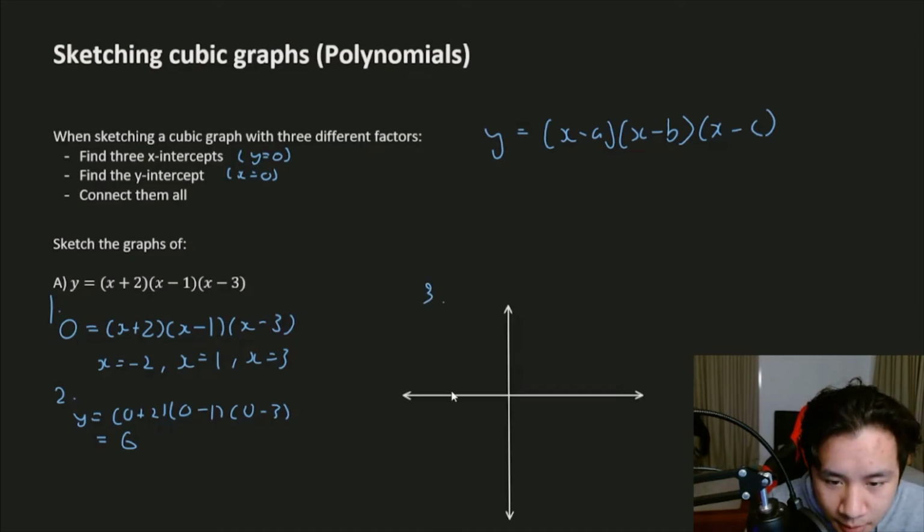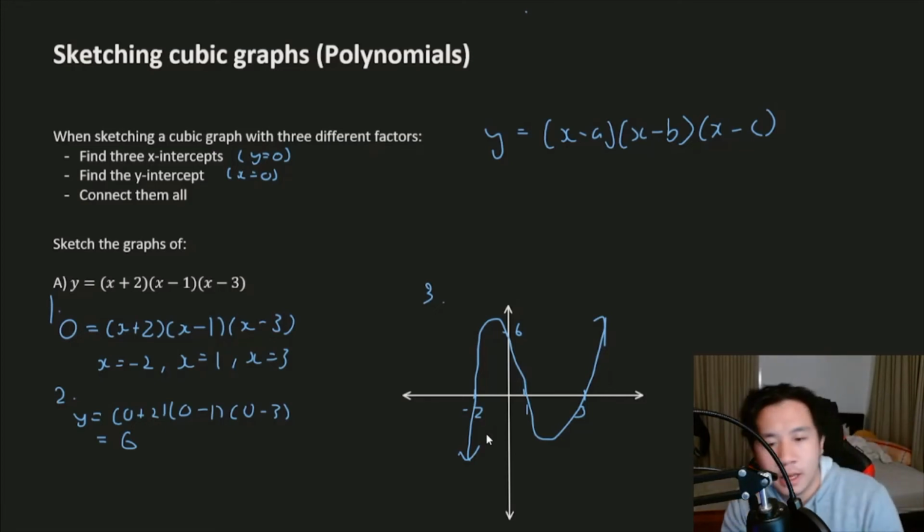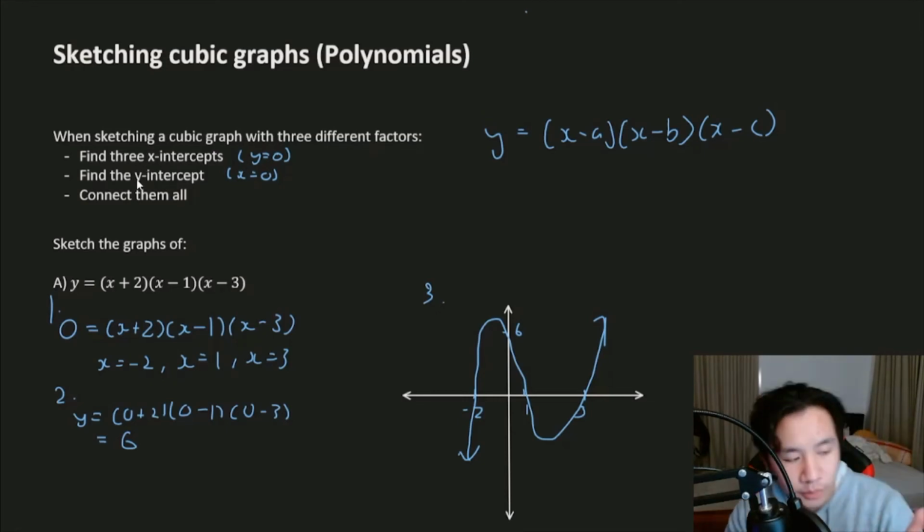The x-intercepts are at minus 2, so maybe here. 1, so maybe here. And 3, maybe here. And the y-intercept is at 6, so maybe here. What this will look like is this. Something like that. It just has to show at least these three dot points, the x-intercepts and the y-intercept, and you should be fine.